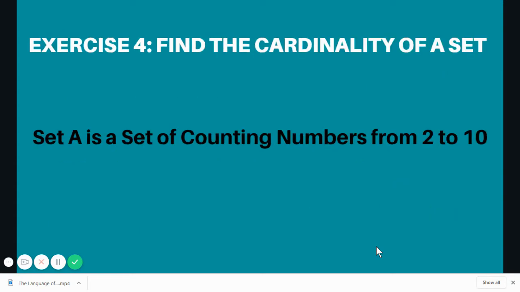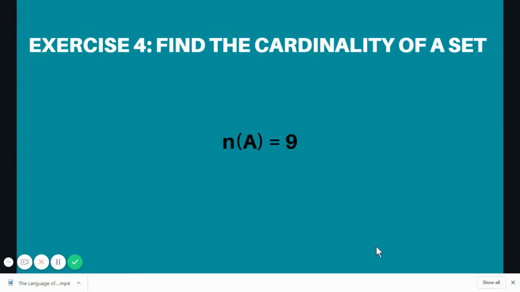Okay, so let us have an exercise. So find the cardinality of a set. So set A is a set of counting numbers from 2 to 10. So bibilangin natin kung ilan yung mga members or elements na nakapaloob sa set na ito. So bibigyan ko kayo ng 5 seconds para sabihin yung sagot. Okay, so the answer is 9.